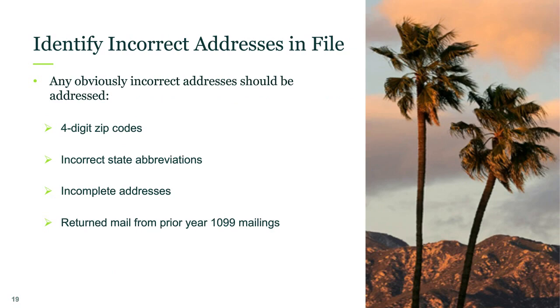I kind of went over this already, but incorrect addresses in the file. So making sure your zip codes are correct, making sure your state abbreviations are correct. If you have an incomplete address, make sure it is complete, and check any returned mail from prior years. Hopefully when you issue your 1099s, more likely than not, you're going to get some returned because of address issues. Not everyone updates you as to a new address.